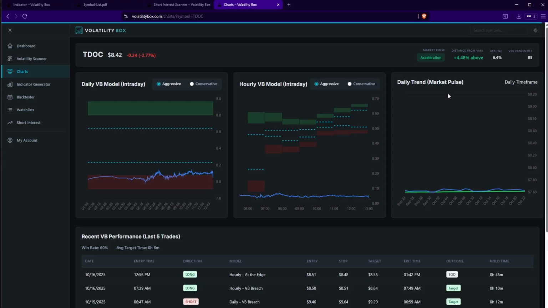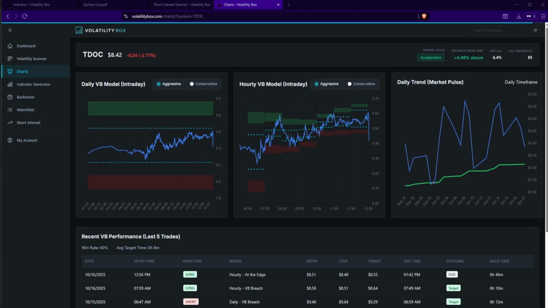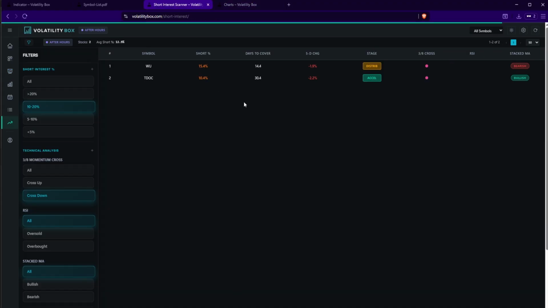So let's go ahead and see, are we extended from the market pulse line? Not really, we're 4.48%, but if you take a look at where Teladoc has been in relation to the market pulse, it doesn't really feel like we're that far away. 4.48% for Teladoc is actually quite relative. So from the short interest scanner, Teladoc doesn't really look interesting for this bearish momentum cross, but Western Union surely does.